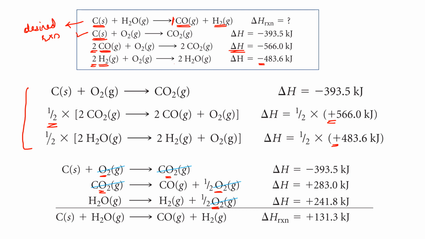So the reaction obtained by adding up all these three reactions is C plus water gives CO plus H2. The delta H reaction will also be obtained by adding all three delta H. So we'll get the answer as plus 131.3 kilojoules.